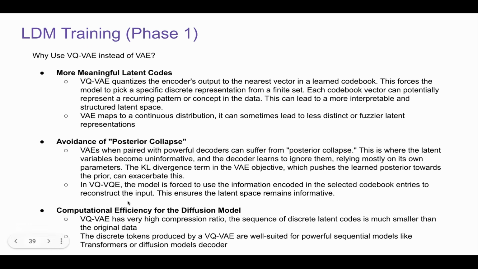And the last one, VQ-VAE is more computationally efficient because it has a higher compression ratio. The sequence of discrete latent codes is much smaller than the original data or the continuous latent space. Also, the discrete tokens produced by a VQ-VAE are well suited for sequential models like diffusion decoders.